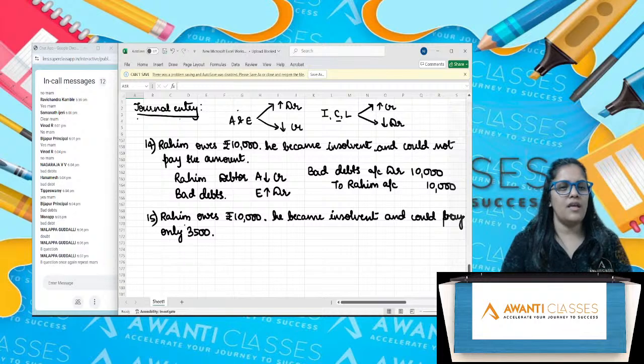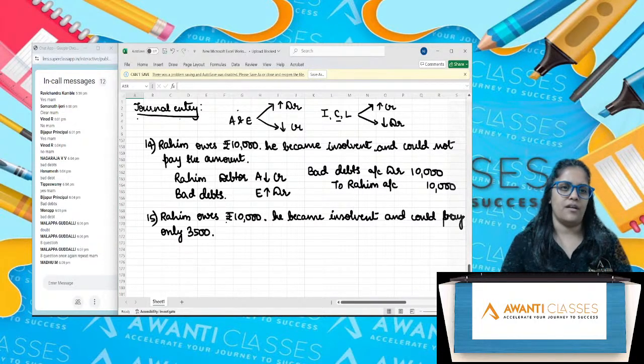Rahim owes rupees 10,000. So Rahim has to pay us 10,000. He became insolvent and could pay only 3,500. What does that mean? Out of 10,000 he pays only 3,500 and not the rest. So can I say the balance 6,500 will become bad debts? So what will be the entry?